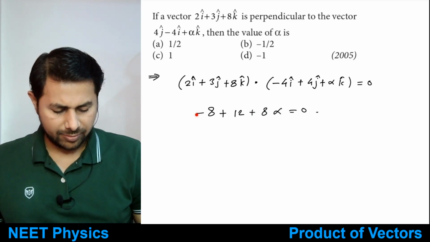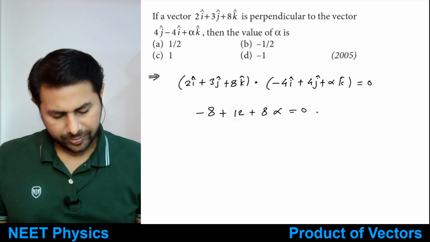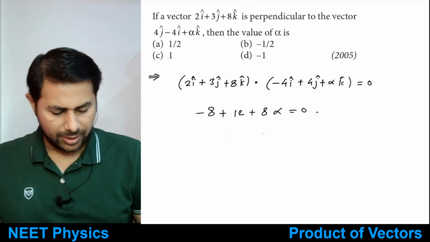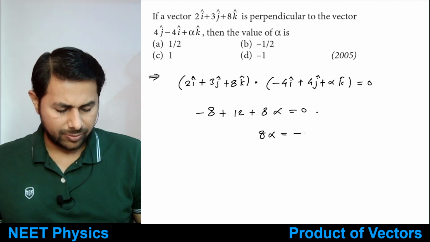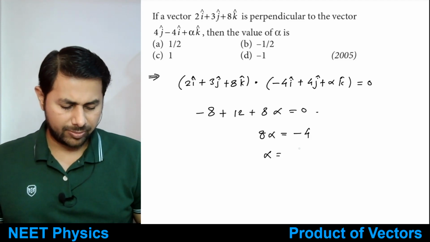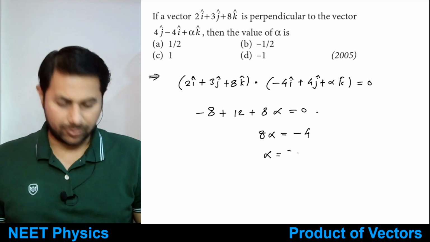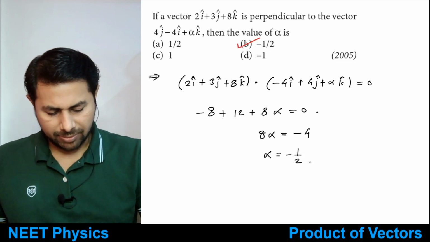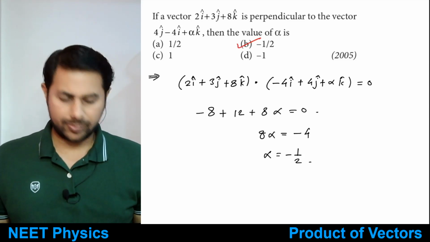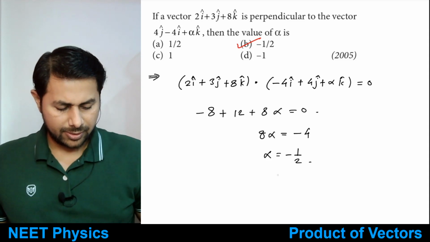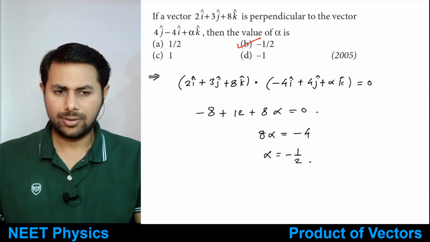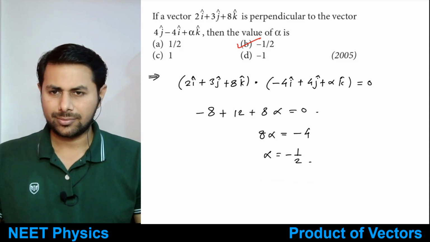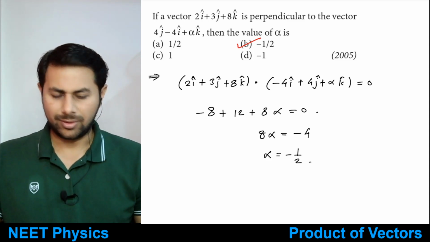And what is this? Minus 8 plus 12 is 4. Take it on the other side. So 8 alpha is equal to minus 4, and that's why alpha is equal to minus 4 by 8. So that's minus 1 by 2. Right, that is minus 1 by 2. So this is the answer. Okay, so this is simple.